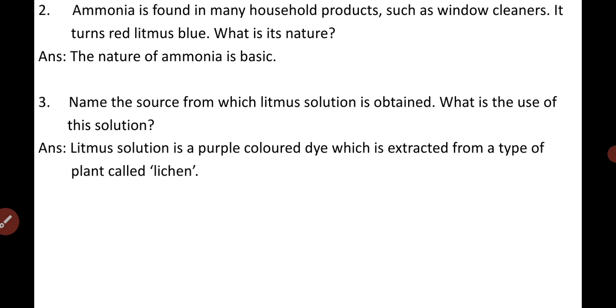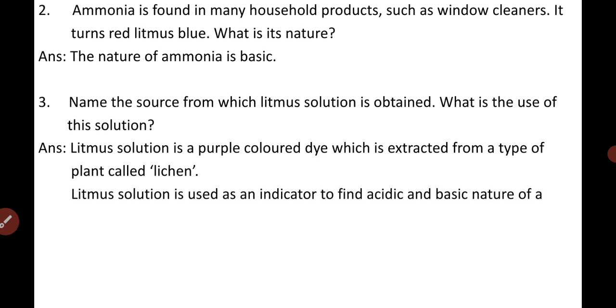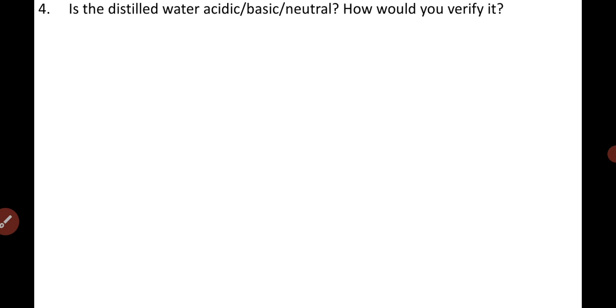And what is the use of the solution? Litmus solution is used as an indicator. And what is an indicator used for? An indicator is used to determine the acidic and basic nature of a solution or a substance. So litmus solution is used as an indicator to find the acidic and basic nature of a solution. Clear? Next question.